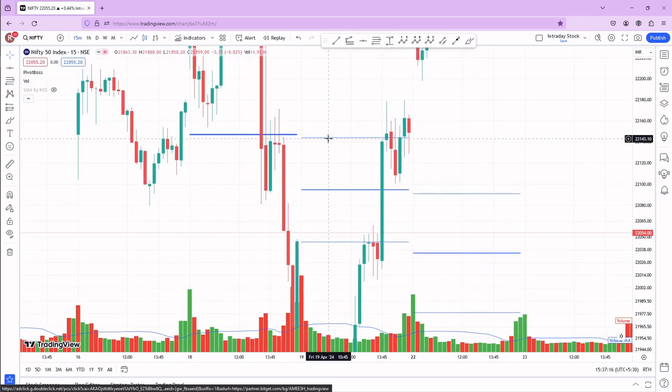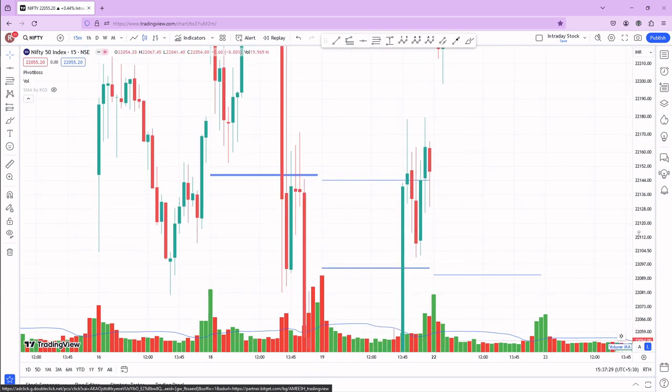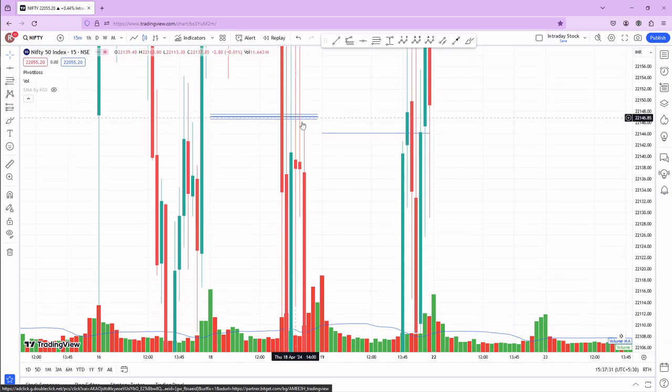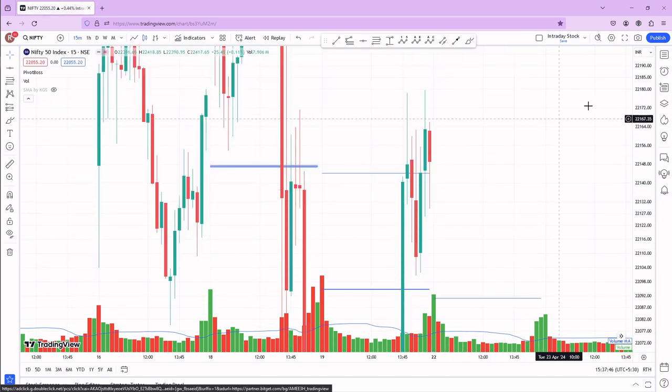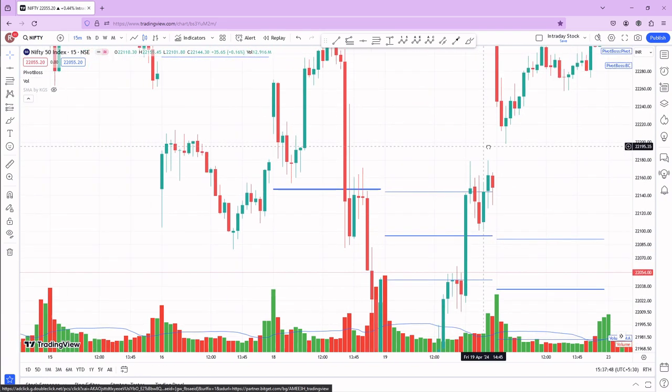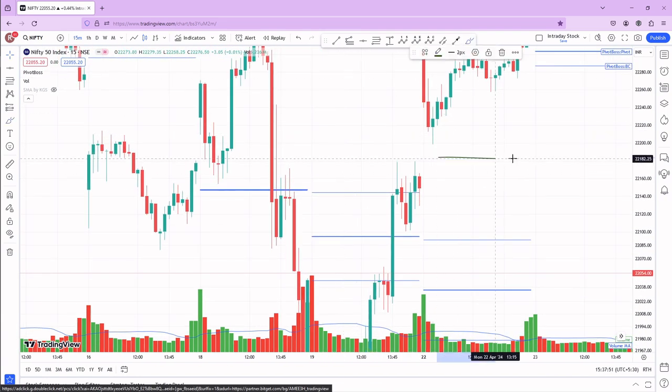Now comparing 18th and 19th. 18th CPR is here and 19th CPR is here. CPR range means this is here. So this is the entire CPR range. Simply I can say that, if you see, I am expanding it. Okay, this BC of the CPR is around 22,146. This TC of the CPR is 22,144. 2 points difference is there, and this is called lower value relationship. This is not called unchanged value. Unchanged value means it is a very rare phenomenon to happen. I'll tell you what is unchanged value. This is CPR.